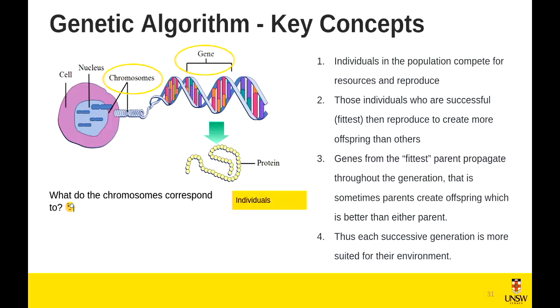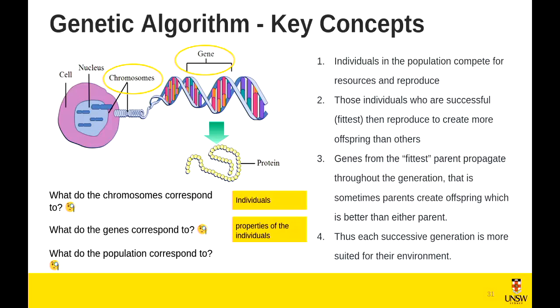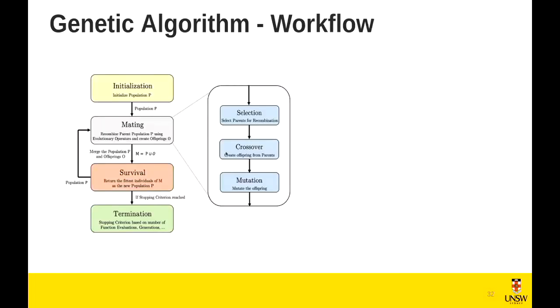The chromosomes are actually the individuals. What do the genes correspond to? The characteristics or the properties of the individuals. So what does the population correspond to? Population is quite obvious, it is a collection or the set of chromosomes. So this is how the key concepts are mapped in this algorithm.